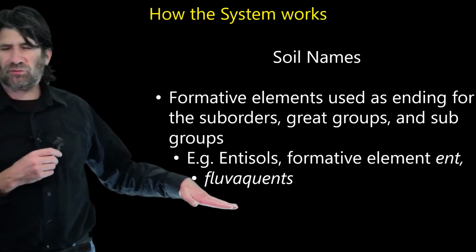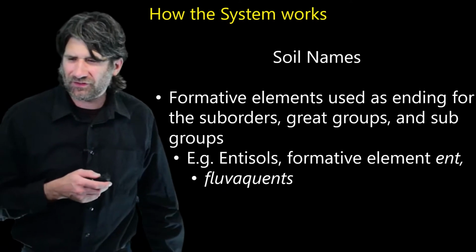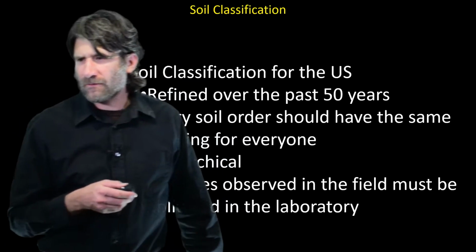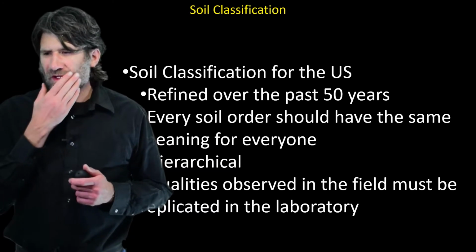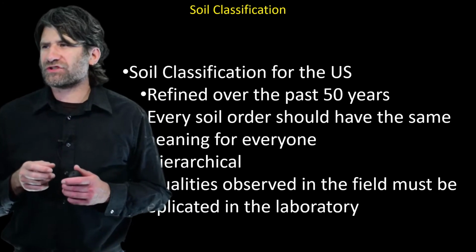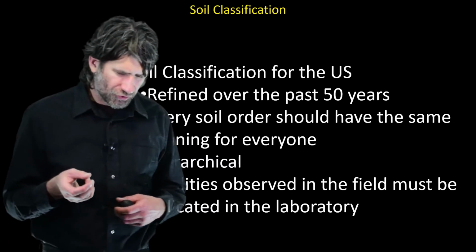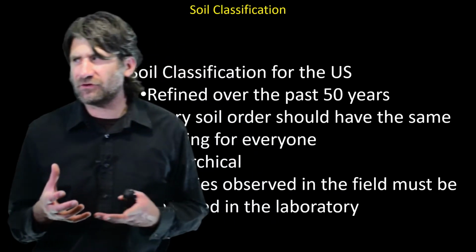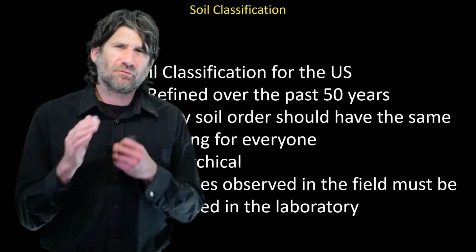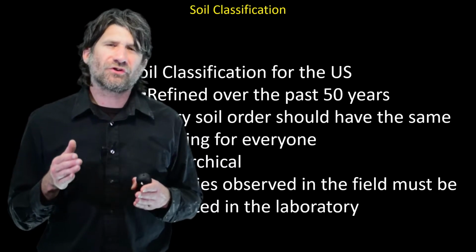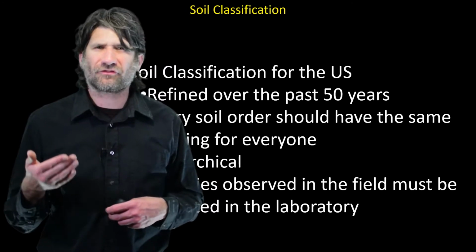So we can start to break apart really complex soil names by identifying these different parts of the soil name. Okay, so the system here in the U.S. has been refined over the past 50 years, and really every soil order should have the same meaning for everyone. The key is that you should be able to do a pretty good job of going out in the field and observing these properties, but they really need to be replicated in a laboratory. To officially name a soil, you really need to go back and make measurements of the amount of carbon, calcium carbonate, or something else in the soil.